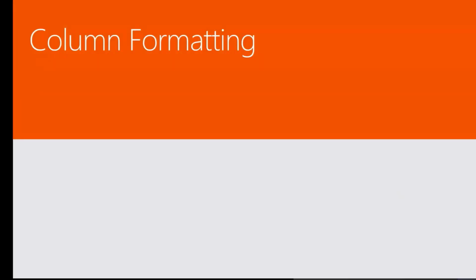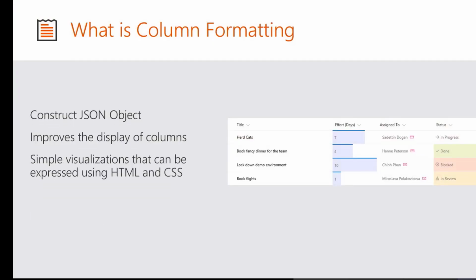So when it comes to column formatting, what is column formatting? You can use column formatting to customize how your SharePoint Online lists and libraries are displayed. I'm saying SharePoint Online because column formatting is currently supported in SharePoint Online and SharePoint 2019, but those use different schemas. I'll talk about that as we go. So you can use column formatting to customize how the fields in your SharePoint Online lists and libraries are displayed.